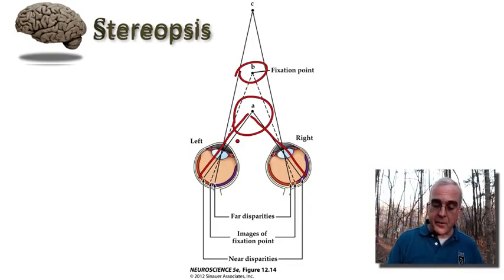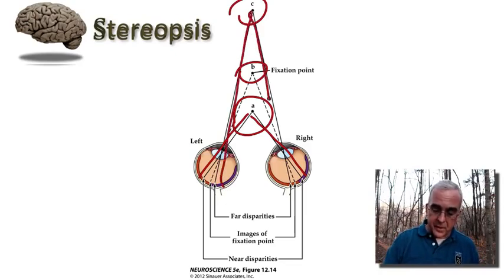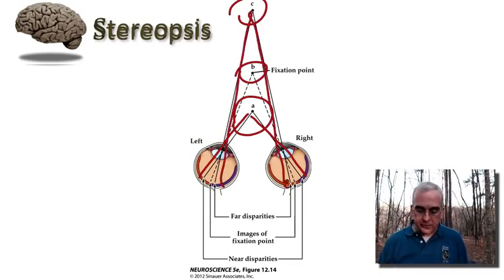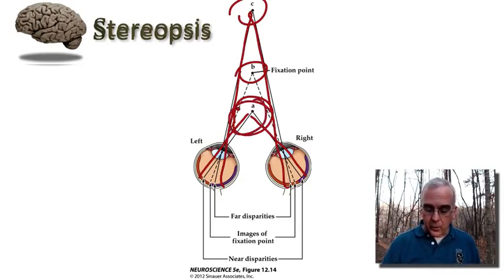A similar phenomenon would occur for background objects, where we might have a stimulation of non-corresponding points, but now on the opposite side of the fixation point. So locations indicated by this letter A would give rise to near disparities, and locations at a distance, indicated by letter C, would give rise to far disparities.